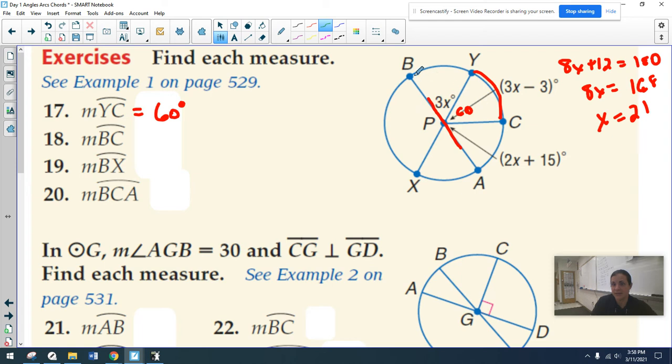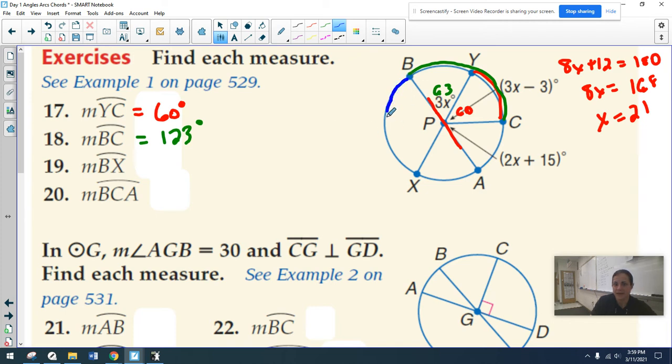Okay, BC. If I'm looking for B all the way to C, I need that 60-degree angle plus I need the 3 times X. So 3 times X is 63. So to get from B all the way to C, I need this part of the arc, which is 63, and this part of the arc, which is 60. So I had to add those two together for that one.